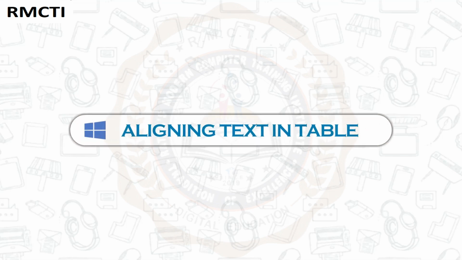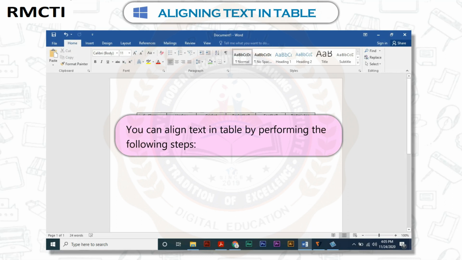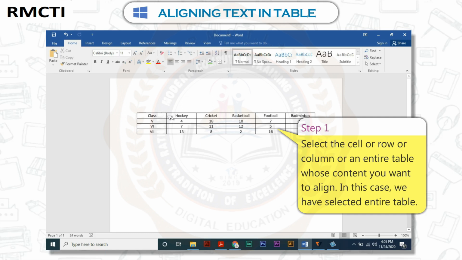Aligning text in table. You can align text in a table by performing the following steps. Step 1. Select the cell or row or column or an entire table whose content you want to align. In this case, we have selected the entire table.